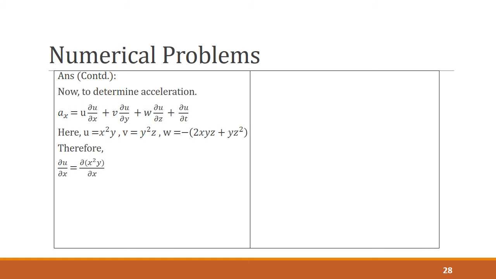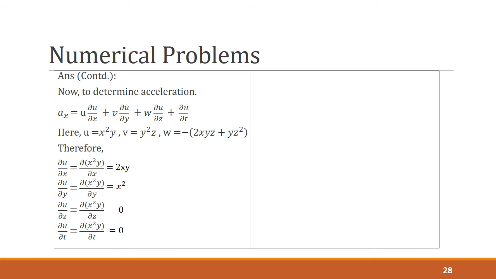∂u/∂x is ∂(x squared y)/∂x. Since the x term is there, it does not go to 0, it will become 2xy. ∂u/∂y: since the y term is there, y is the only variable that is considered, the others are considered as constant. So ∂(x squared y)/∂y will become x squared. ∂u/∂z as well as ∂u/∂t will go to 0 because there is no z or t terms in u.